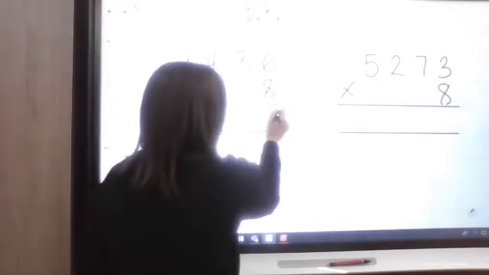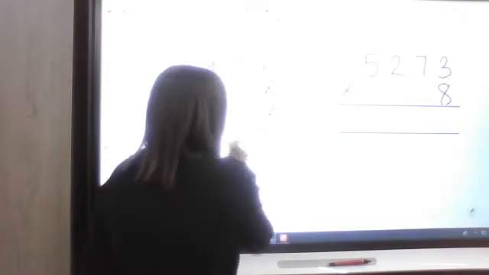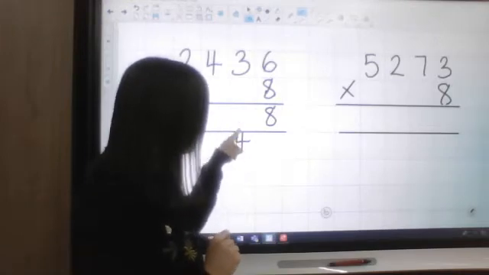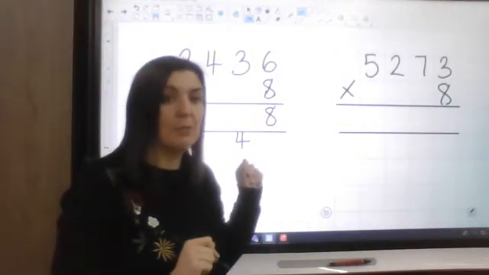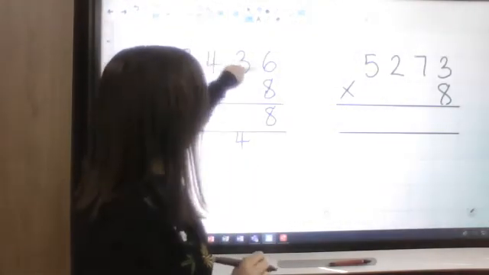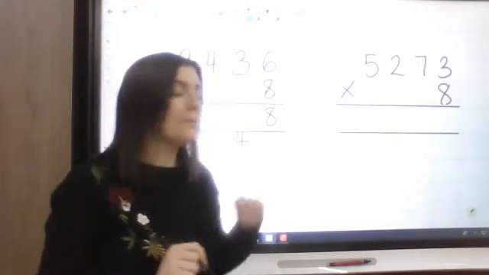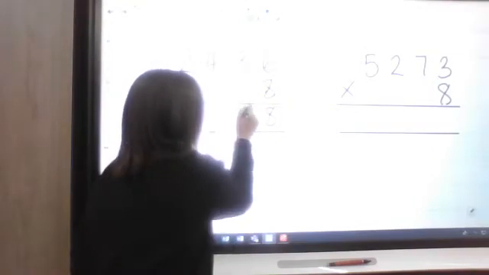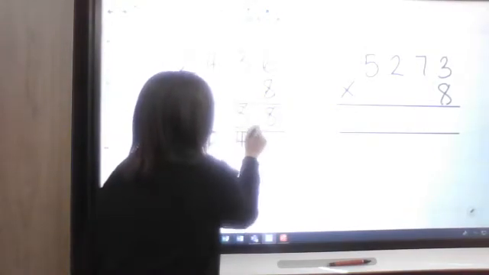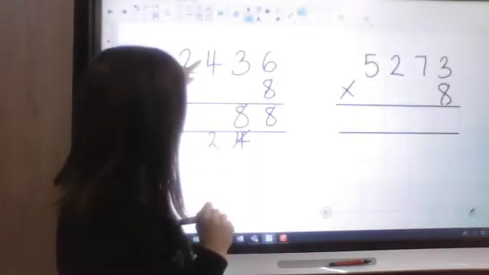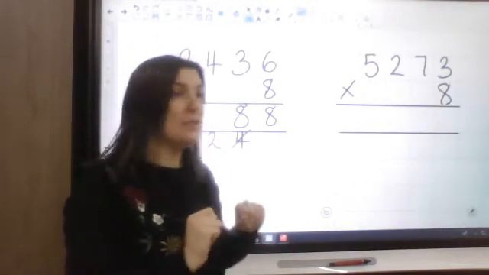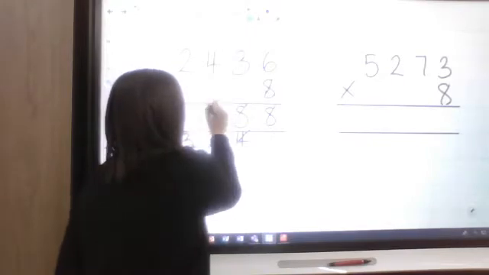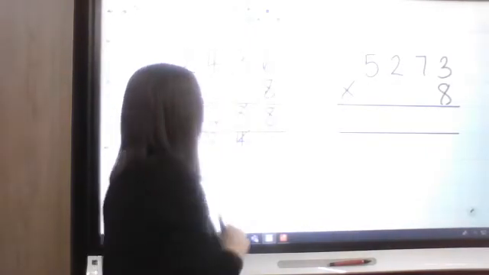So 6 times 8 is 48. Now remember that it needs to still look like 48. So you carry the 10s and the 1s go in your answer box. Okay, so 3 times 8 is 24. Then add the 4 on, so 28. So carry the 10s, put the 1s in the answer box. Okay, 4 times 8 then is 32. Add 2 is 34. So carry the 10s, the 1s goes in the box.